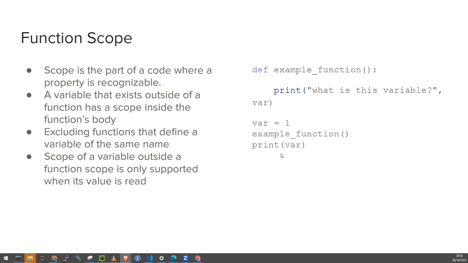And then it will still print 1 once you get there. So a variable that exists outside of a function has a scope inside the function body. That means that, just like what I just explained, this variable can be seen within the function, excluding functions that define a variable of the same name. If I had this var in here, the function would just use the var and not use this. But I'll show you this later in the videos when we're coding. Scope of a variable outside of a function is only supported when its value is read, right?